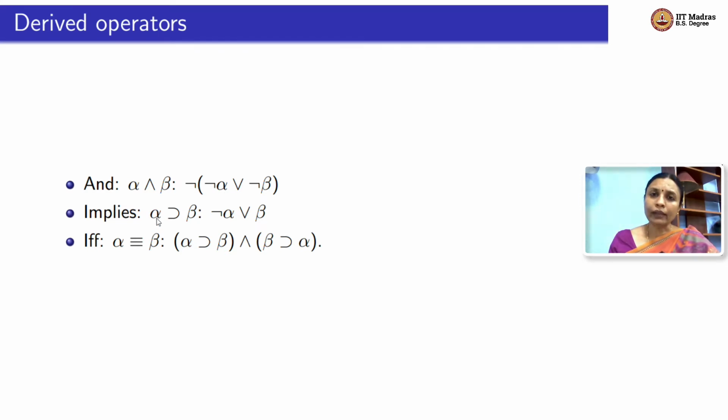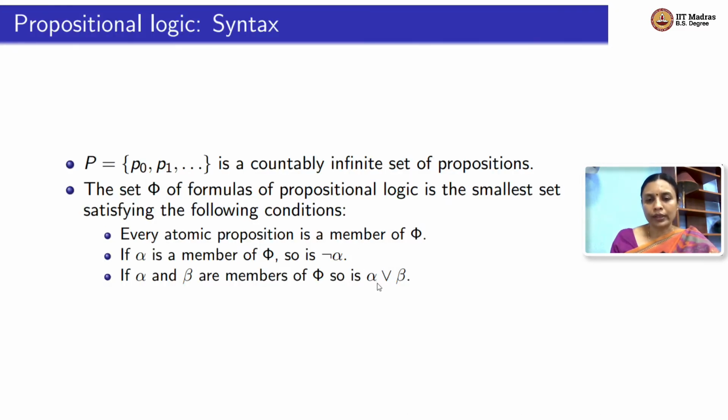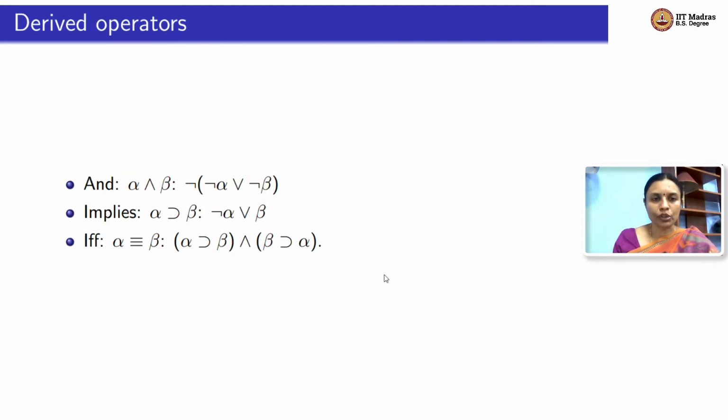Similarly, I can take some other alpha and beta and put them alongside an implication. Alpha implies beta can again be expressed as not alpha or beta. Similarly, alpha if and only if beta, or alpha equivalent to beta, can be written as alpha implies beta and beta implies alpha. You don't have to worry about how we get these equivalences. This is just to tell you that these two basic operators, not and or, are enough to create a whole set of formulas in propositional logic.